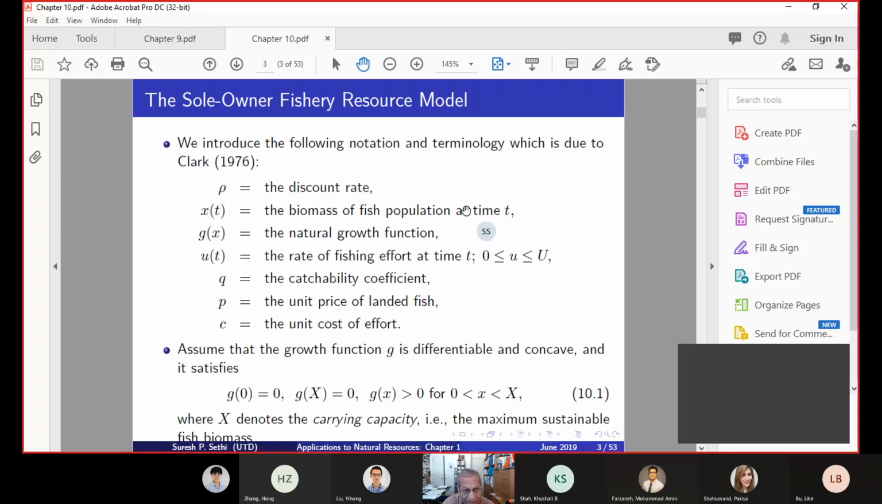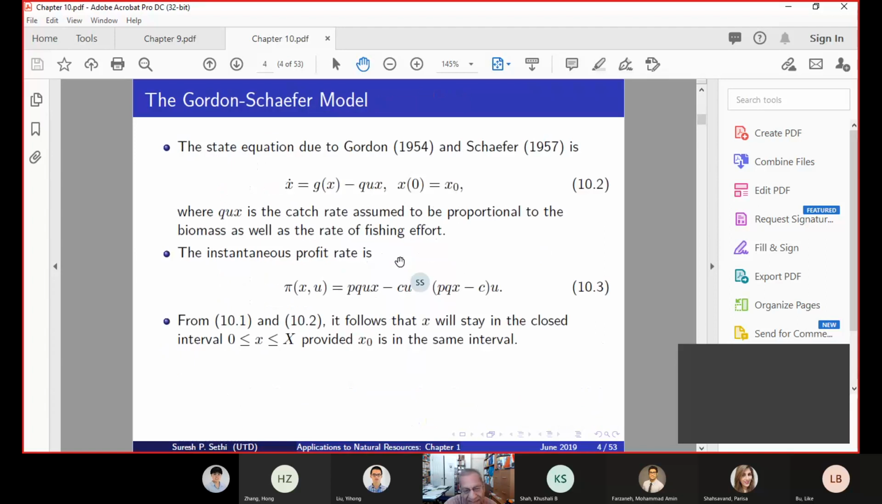I learned a little bit about biomass and catchability. The catchability coefficient has something to do with the gear, the sonar, and all that stuff. So later on, when we see the government regulation, it is something that I know a little bit about. Okay.